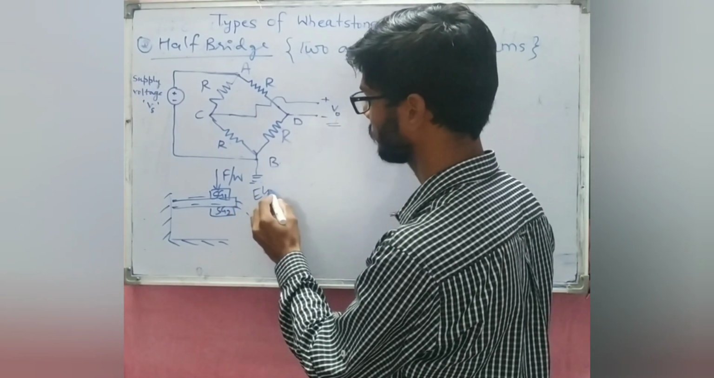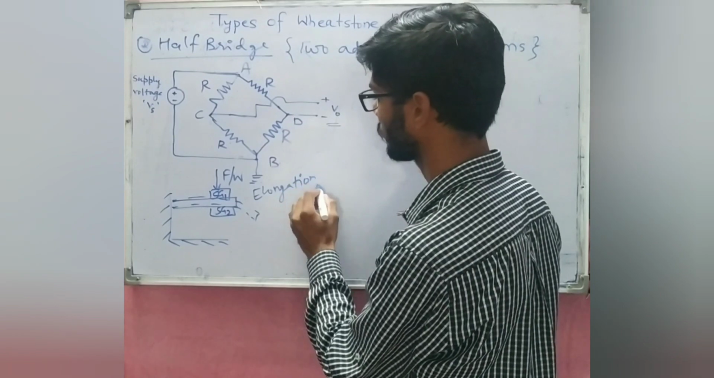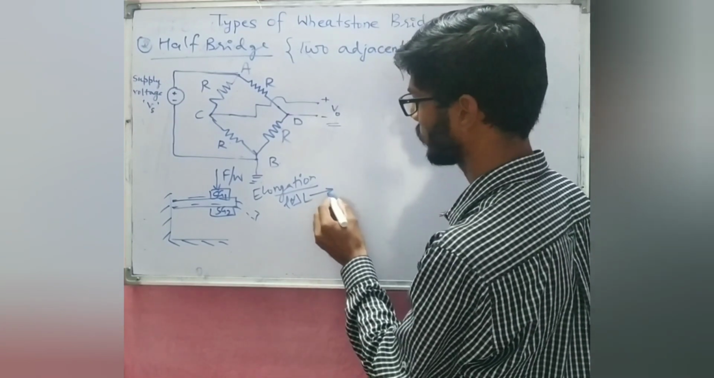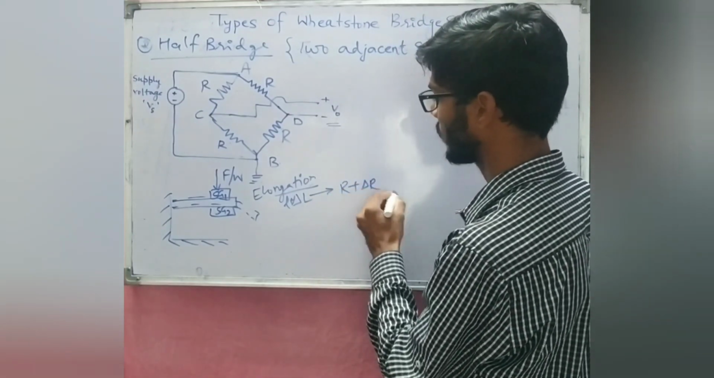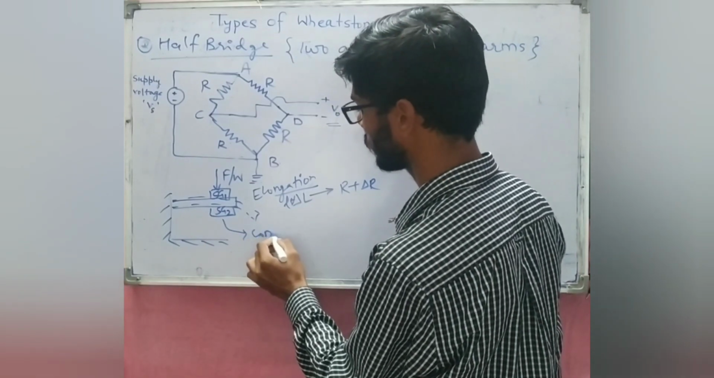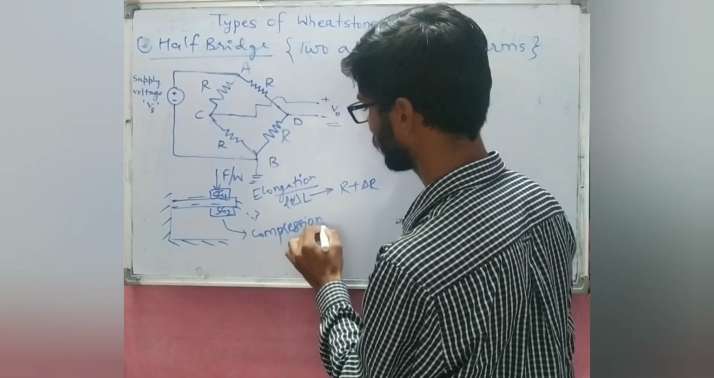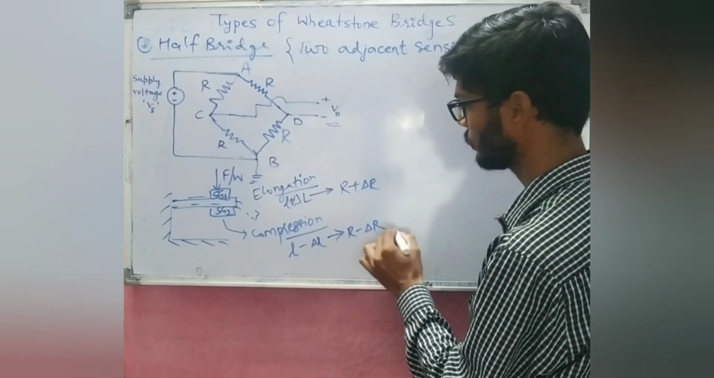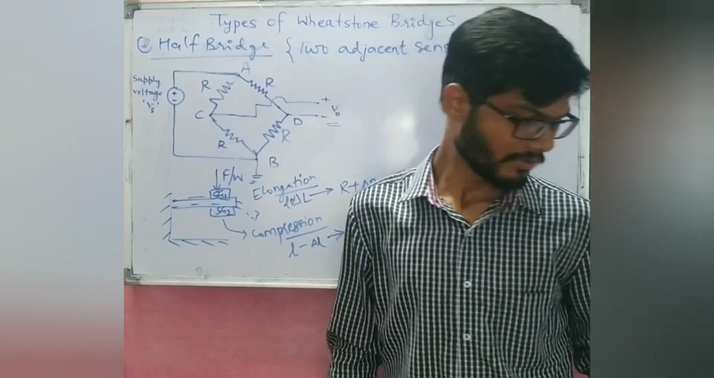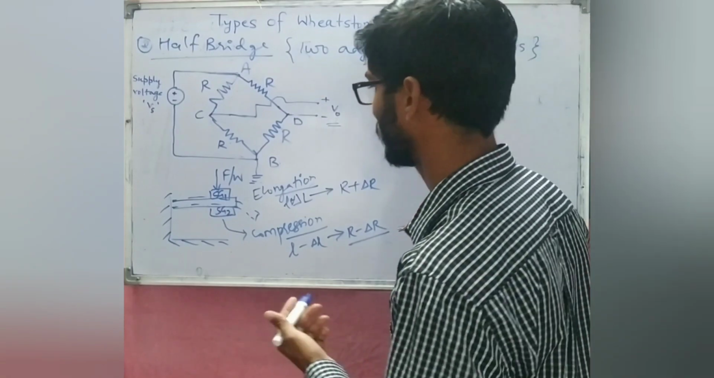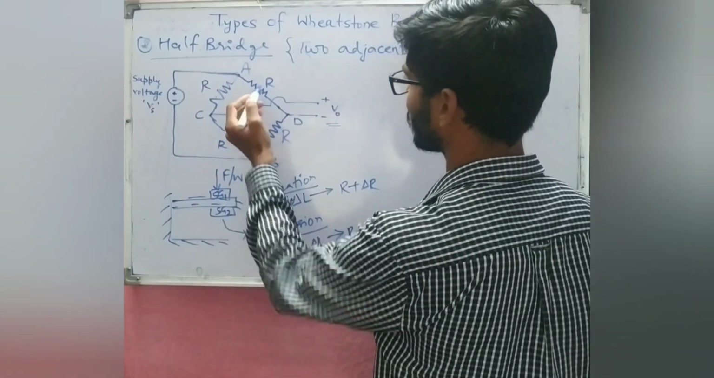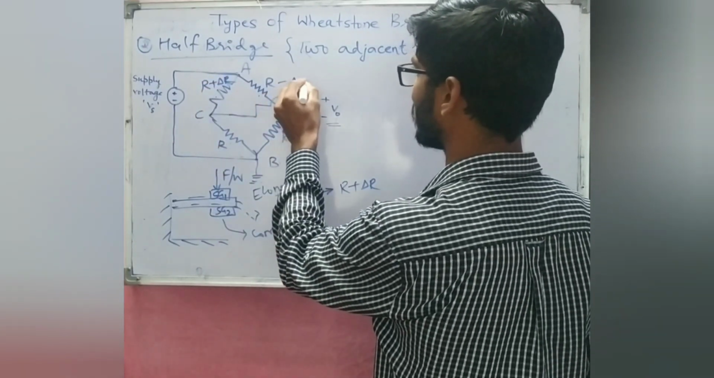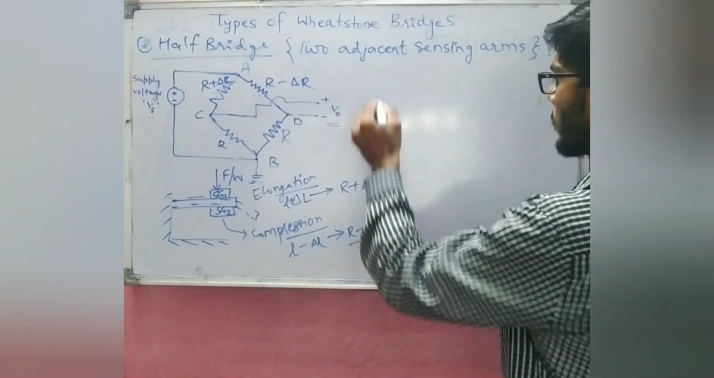experience elongation. Elongation means the length will vary as L plus delta L, and because of that the resistance will be R plus delta R. And strain gauge 2 is going to feel compression. So its length is going to decrease, L minus delta L, due to which this is going to give the effect of R minus delta R. So let us assume this arm is strain gauge 1 and this arm is strain gauge 2. So this is going to feel the effect as R plus delta R, and this one is going to feel the effect as R minus delta R.